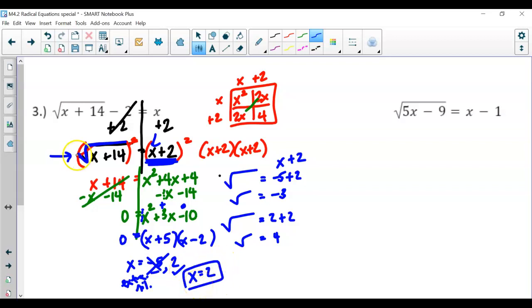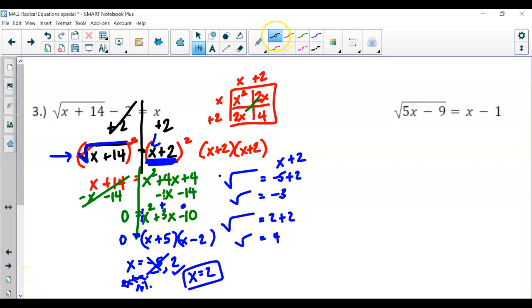So notice, wherever the radical is by itself, now we have to plug in our solutions here in here for x and solve to see if it's an extraneous. So go ahead and pause the video and try the U-try on your own.